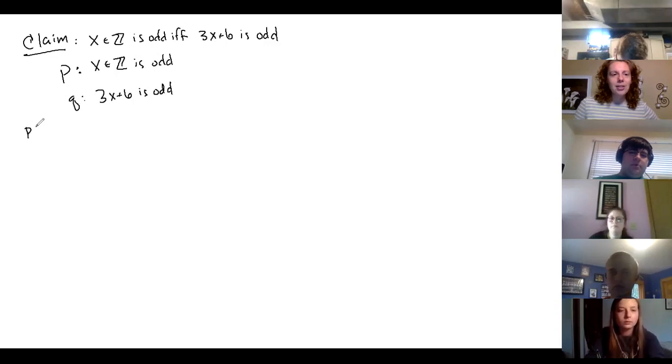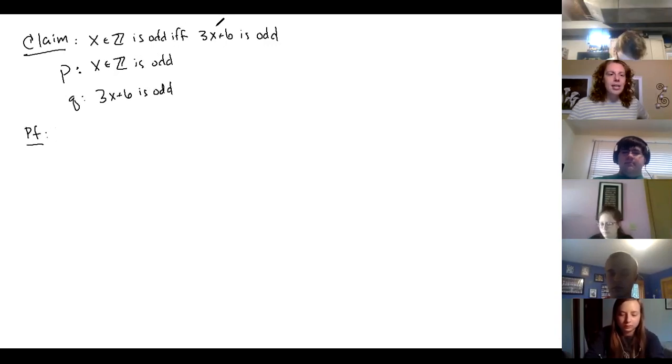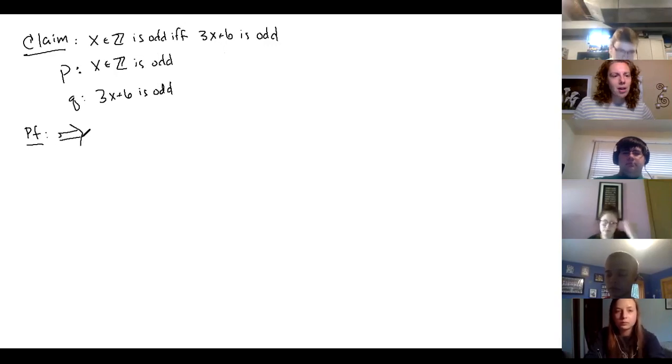Okay, so here's my proof for my biconditional. The way that we usually divide it out is I will write a forward arrow. So I will mark the forward implication with the forward arrow. That's the first part, and then I'll mark the reverse implication with the backwards arrow.